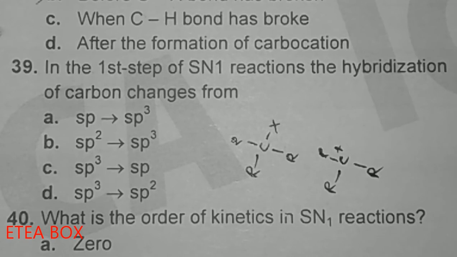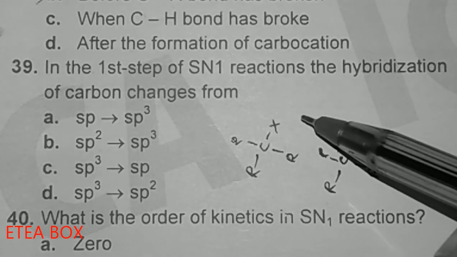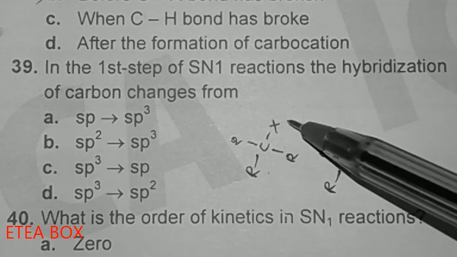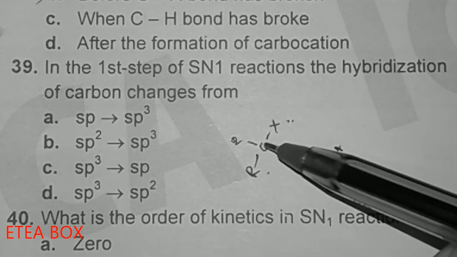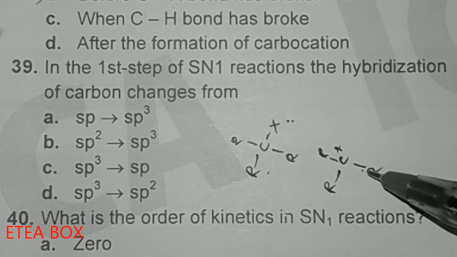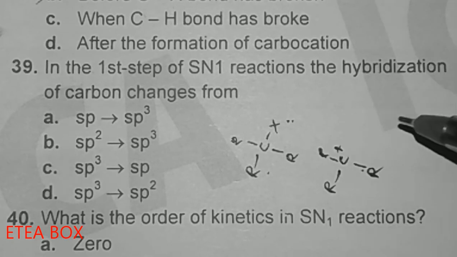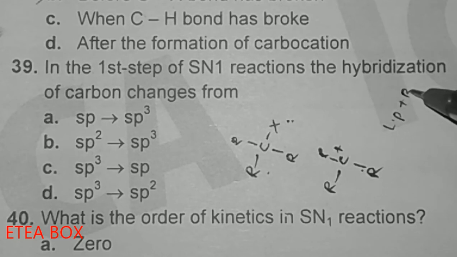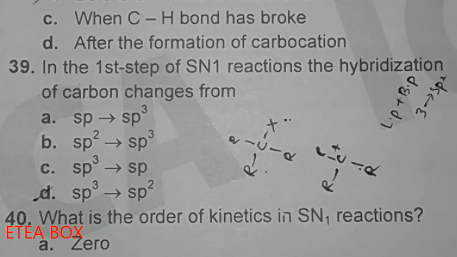In the first step of SN1 reaction, the hybridization of carbon changes from. Now look here, this one is a tertiary alkyl halide. Before the SN1 reaction, what happened? This is sp3 hybridized, and when the bond is broken, what happened? It is sp2 hybridized, like lone pair plus bond pair. Using that formula, lone pair is equal to 0 plus bond pair is equal to 3, so 3 will give sp2. So here option B is correct.